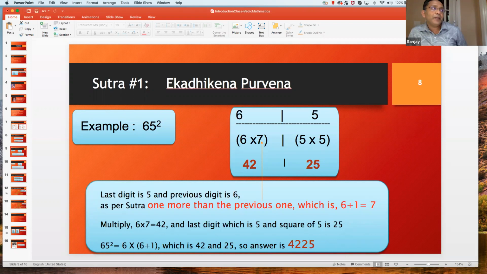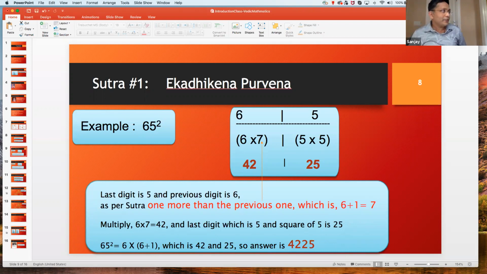So you don't need any paper and pencil. You can simply look at the number and say, okay, 65 square is 4225. So if I ask you what is 75 square, it's nothing but 7 times 8, 56, and the last 2 digits are 25. So this is one small example that tells you how easy it is to get the square of a number which ends with a 5. But behind the scenes, you have actually used a sutra which says Ekadikena Purvena, one more than the previous one. And that's how you get this answer of 4225.